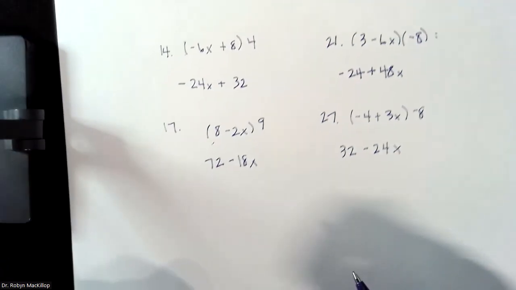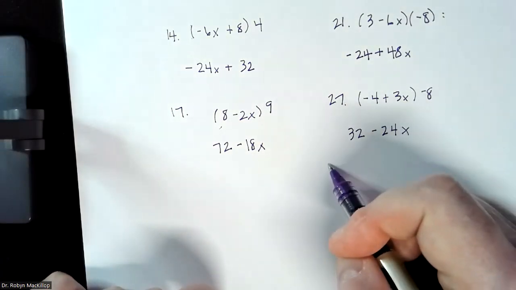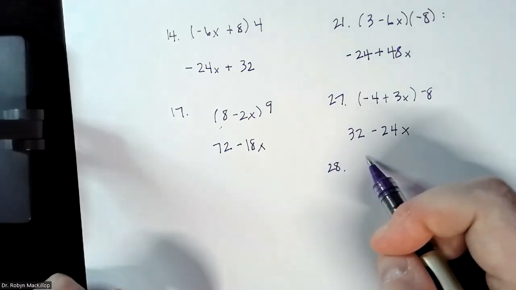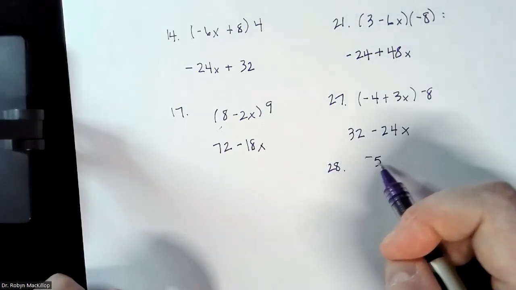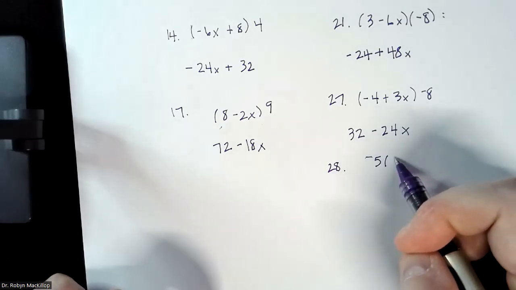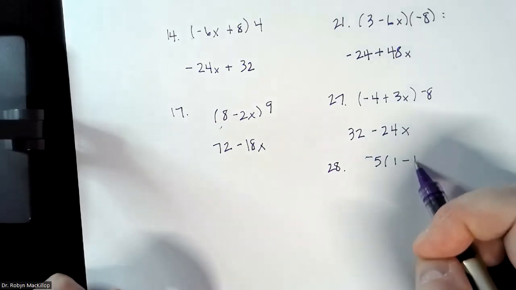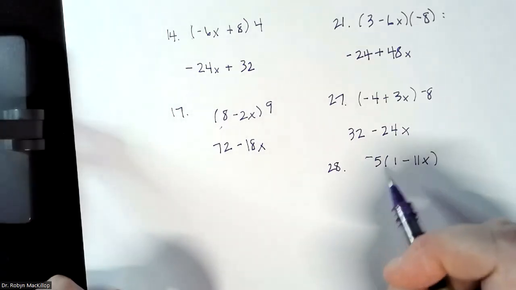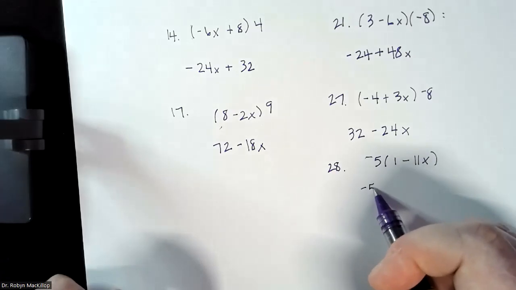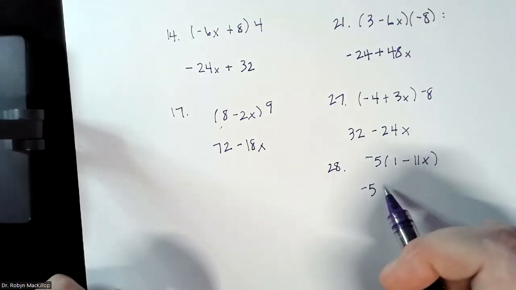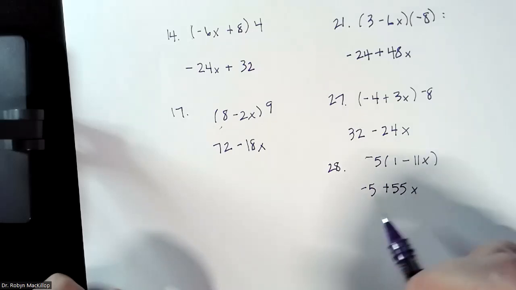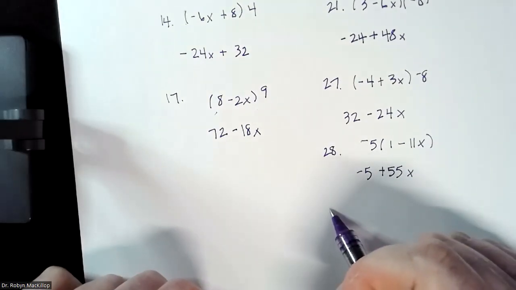All right, and then I had number 28. And that was -5 times 1 minus 11x. So -5 times 1 is still -5. -5 times -11 is positive 55x. And the last one was number 32.